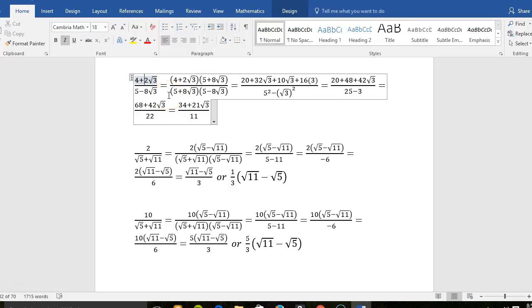Hello again. Let's look at this example. 4 plus 2 radical 3 over 5 minus 8 radical 3. Now, we've got to do the conjugate of the bottom. So we insert a 5 plus 8 radical 3 down here to go with the 5 minus. But because we inserted that 5 plus down here, we've got to insert it up here as well to counterbalance.